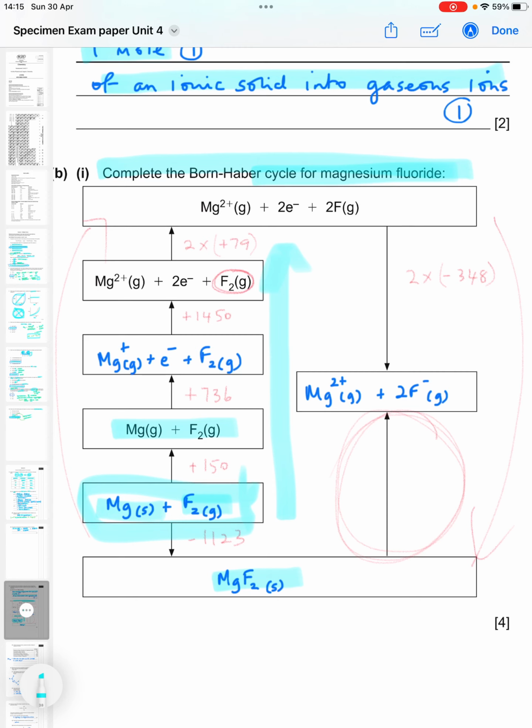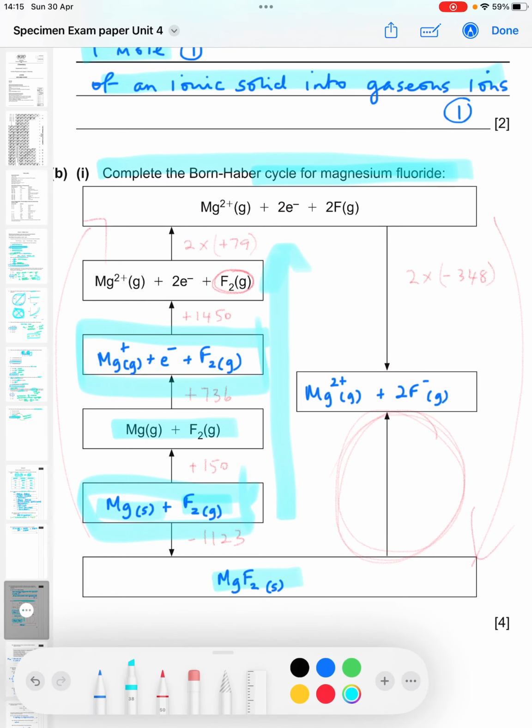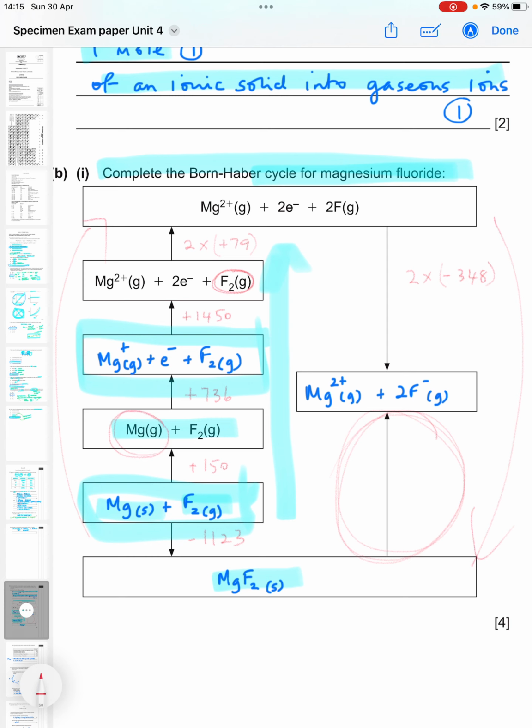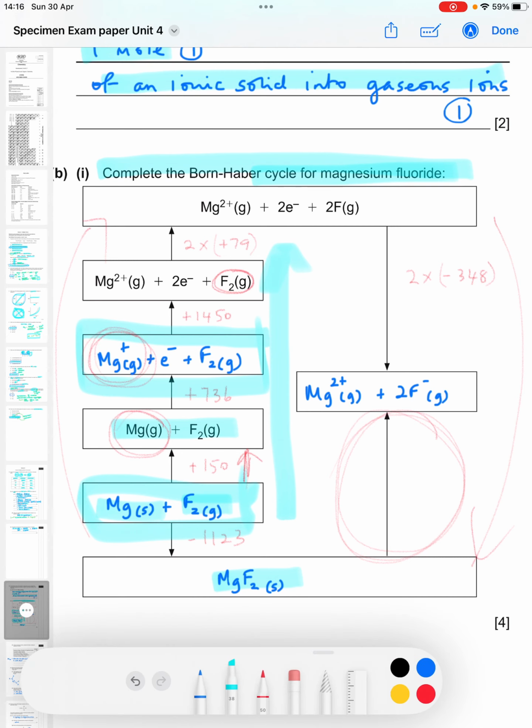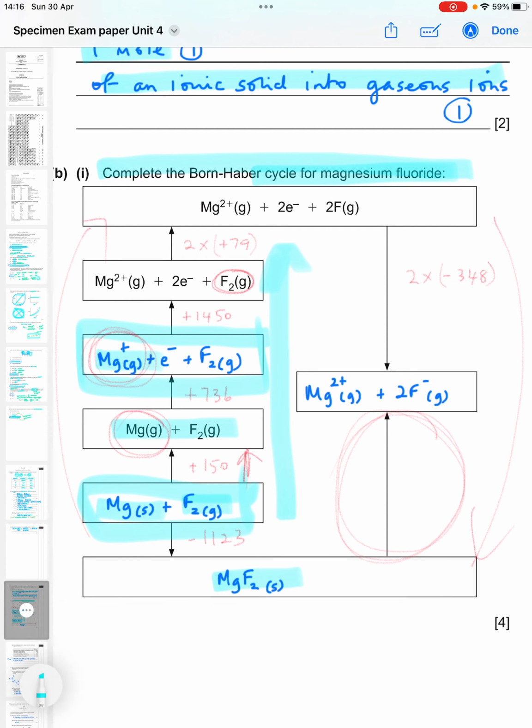So if we go up this way first, so we've got the magnesium solid and the fluorine gas. And then the next space is this one. So we're going from magnesium, which has been atomized here, so that's the enthalpy of atomization in this one, to the magnesium ion, so that's the first ionization energy of magnesium, so Mg plus as a gas, plus an electron, and the fluorine is still as a gas. So going up a step then to the next one, this is the second ionization energy of magnesium, so Mg2 plus, with 2 electrons now, and the fluorine is still F2 as a gas.